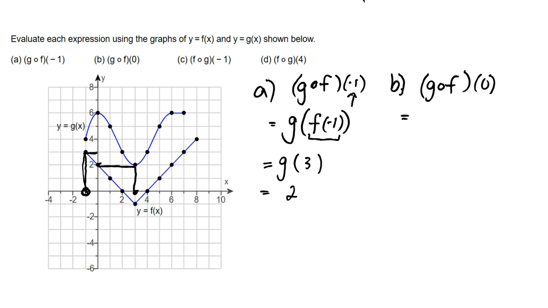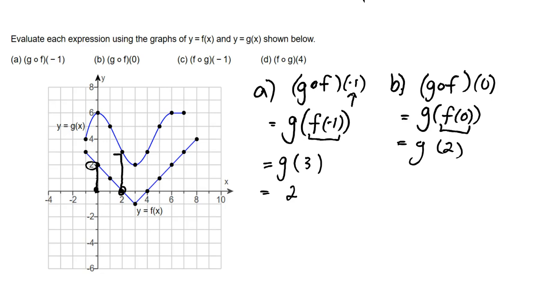The operation of composition is substituting one function inside of another function. G is our outside function, f is our inside function. So first I'm going to find f of 0. So I'm starting out at an x value of 0. I'm going to go up to the graph of f to get the y value, and that is a y value of 2. And now I can find g of 2. Here's an x value of 2. I want to go up to the graph of g, and I get a y value of 3. So g of 2 is 3, and g composed with f of 0 equals 3.